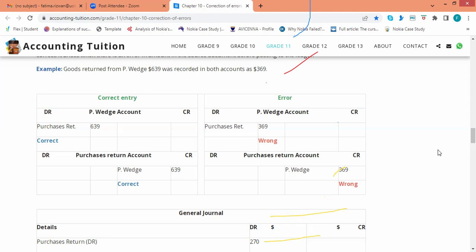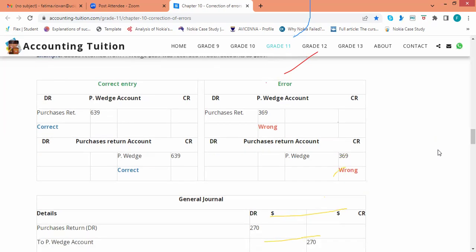But you have written the wrong amount. Instead of writing 639, you have written 369, right? So you have written a lesser amount. You were supposed to write it down as 639, but you've written it as 369. So you're just going to add the amount that needs to be added. For example, you would do 639 minus 369 is 270.